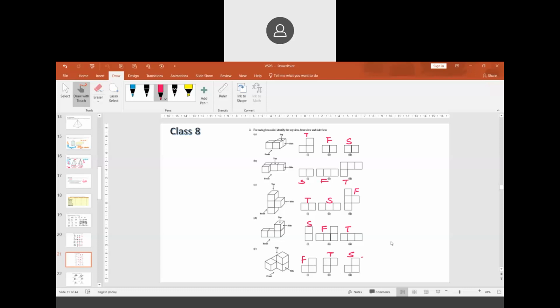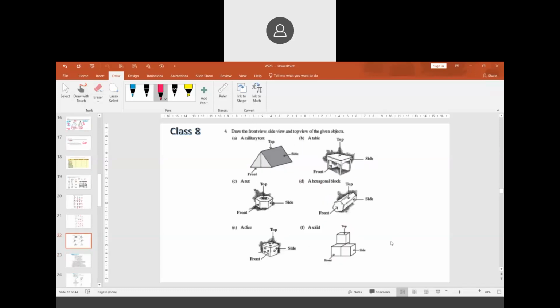Very simple question, isn't it? Yes, sir. Fourth question is to draw the front view, side view, and top view of these objects. Easy, sir. So how does a front view look? It looks like a triangle, sir. Triangle, correct?